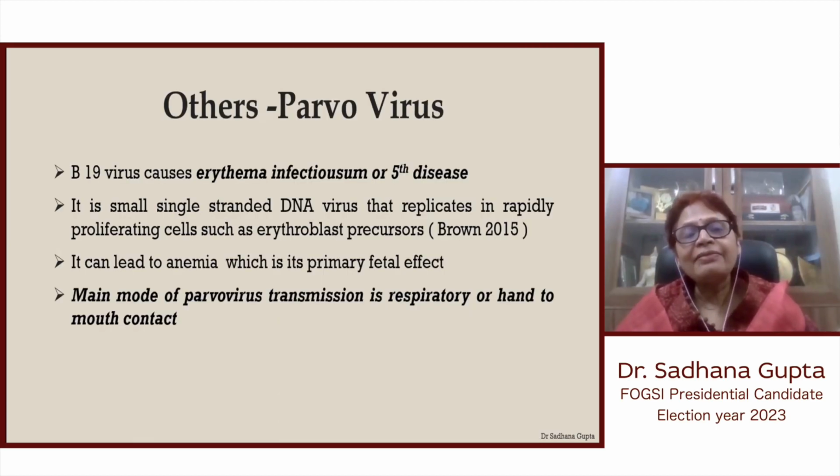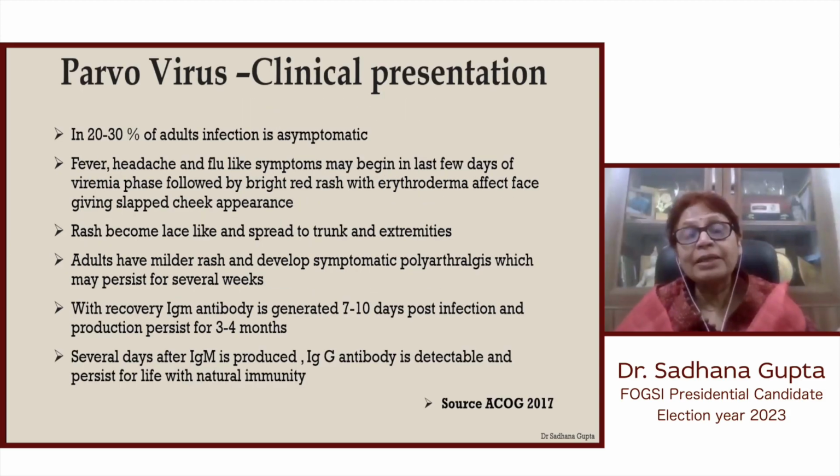And the last, I will take just 1 or 2 minutes on parvovirus, which is fifth disease or erythema infectiosum. It can cause fetal anemia. The main mode of transmission is respiratory or hand to mouth contact. It is a simple flu-like picture.